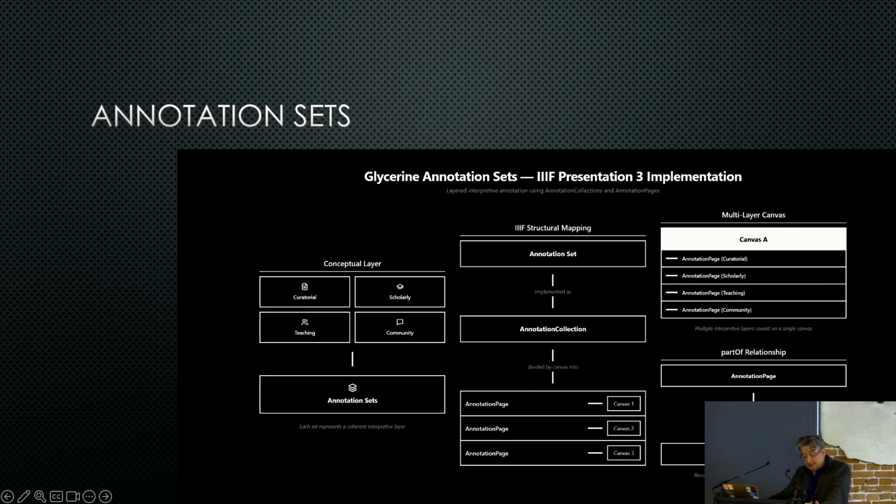So structurally, annotation sets are implemented as annotation collections. Annotation collections are divided into canvas-level annotation pages, and annotation pages are attached directly to the canvas. The result is a model supporting layered interpretation, scalable annotation management, filtering within viewers, and stable external referencing of annotation sets across institutional systems.